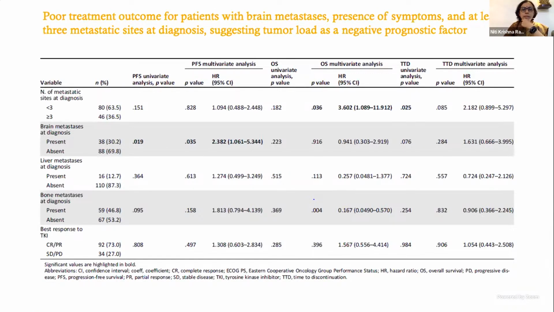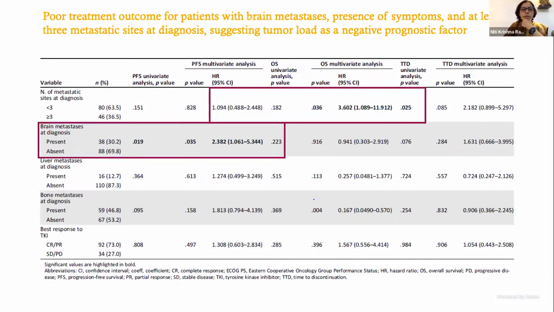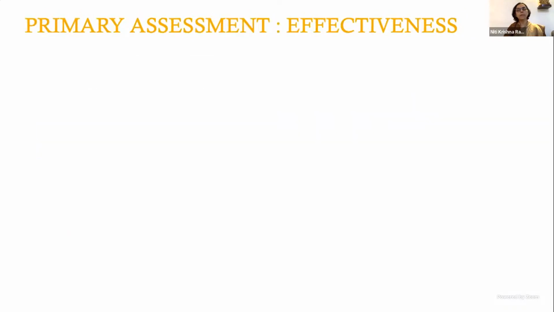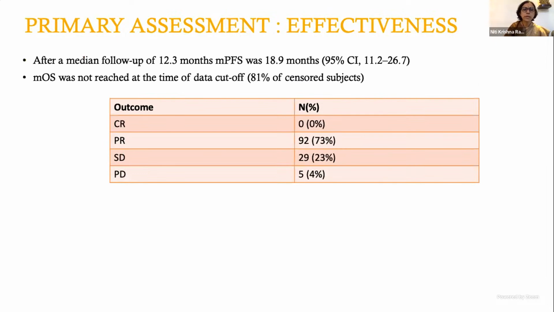These are the subset analyses, all of which favored the osimertinib arm, whether the patient had brain metastasis or liver metastasis. CR rates were surprisingly not noted, but PR rates were in the tune of 73%. Stable disease was about 23%, and only about 4% had progressive disease.